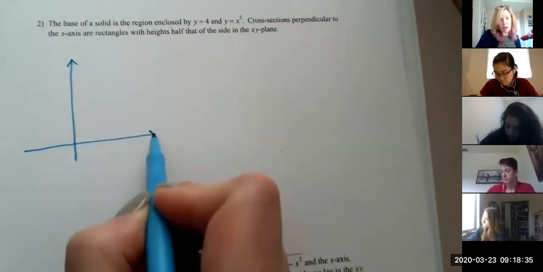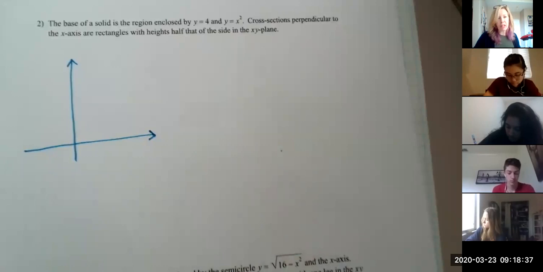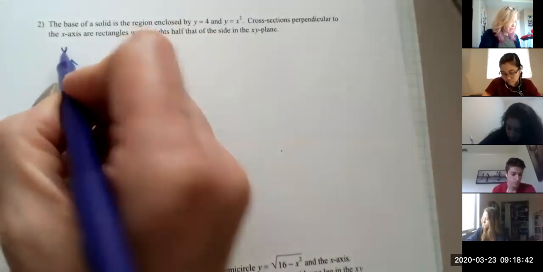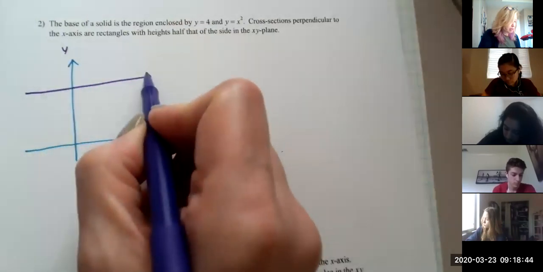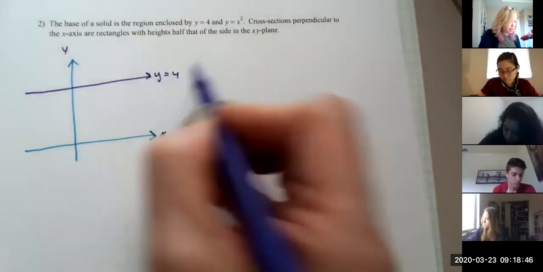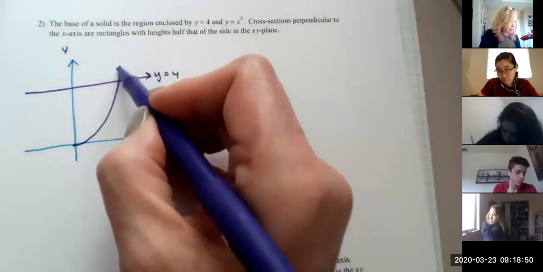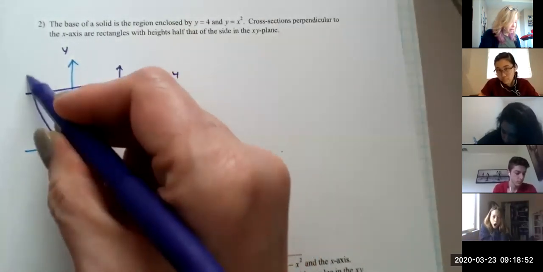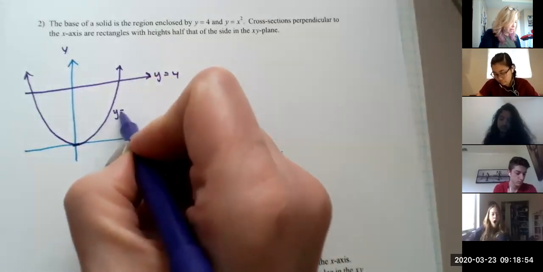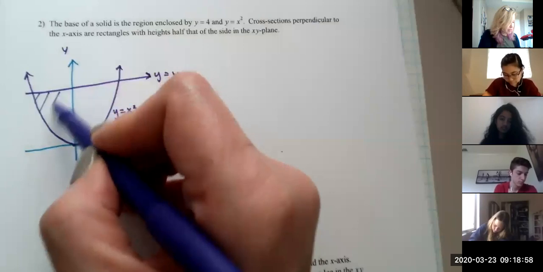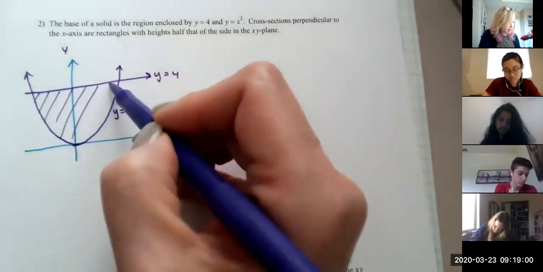And we should always be drawing little pictures of these, because that's what really helps us see what we're looking at. So there's x, there's y. Here's my horizontal line, y equals 4. And y equals x squared, again, is a parabola that sits at the origin. So it's going like this. Y equals x squared. And it's the region in between those two. So I've got this shape right here.